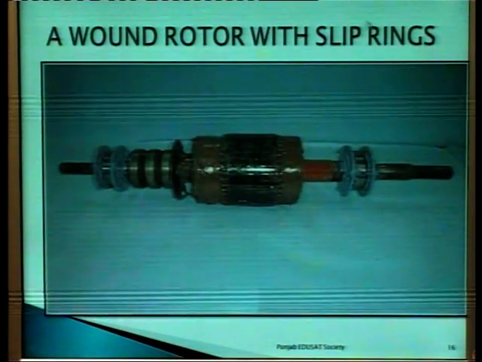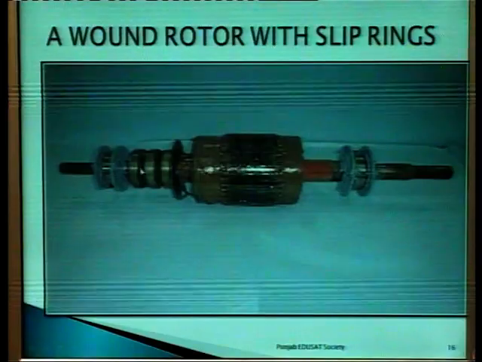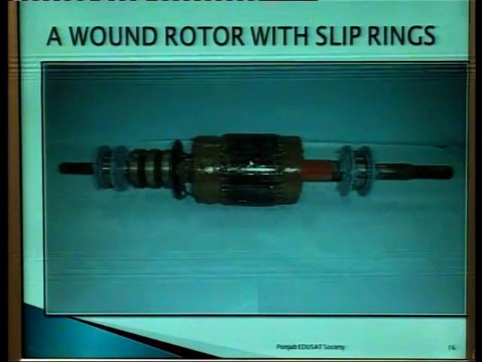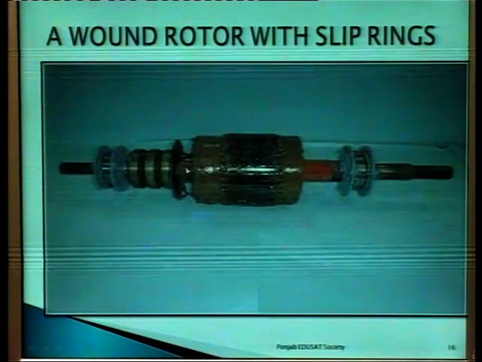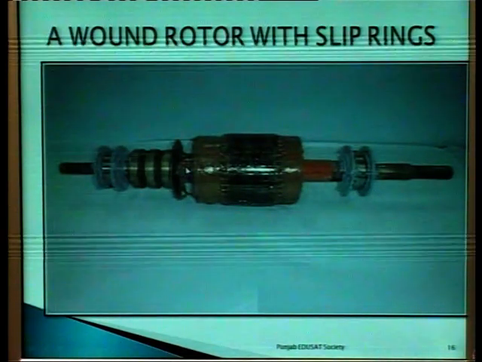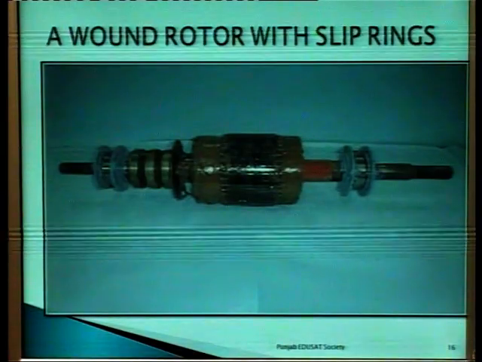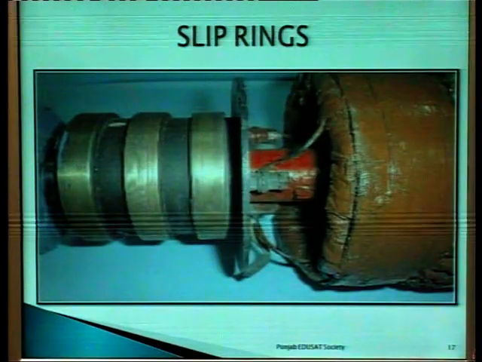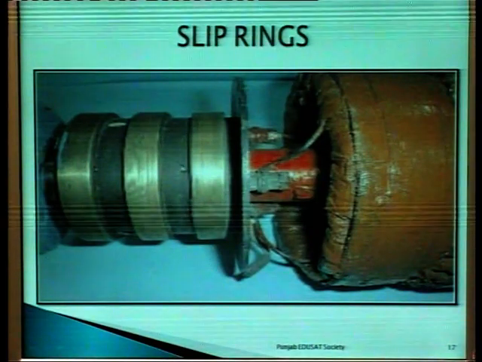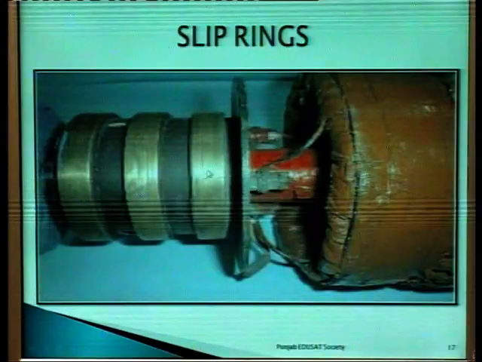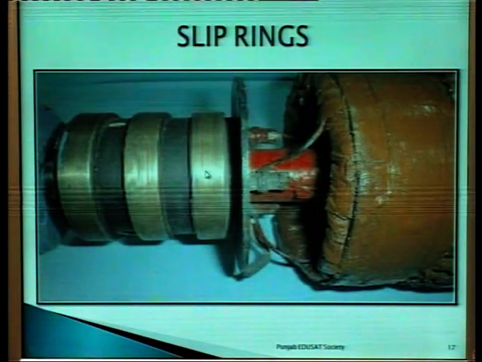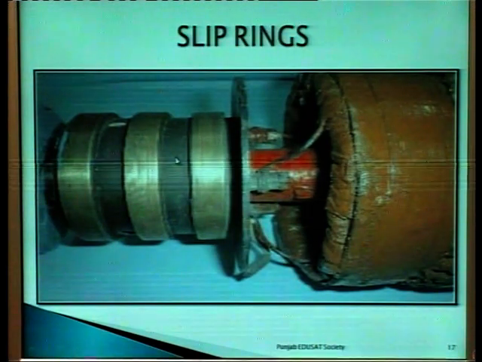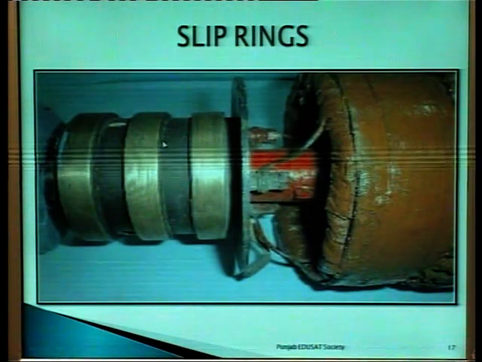A wound rotor with slip rings. This shows the slip rings, three slip rings used here on the shaft. The rotor is mounted, and this type of rotor is known as phase wound rotor, or simply wound rotor, in an induction motor. These are the close views of the slip rings. Three slip rings are used, one for each phase. Three phases are there, and three slip rings are there to collect or supply the current. Slip rings are shown in this figure.